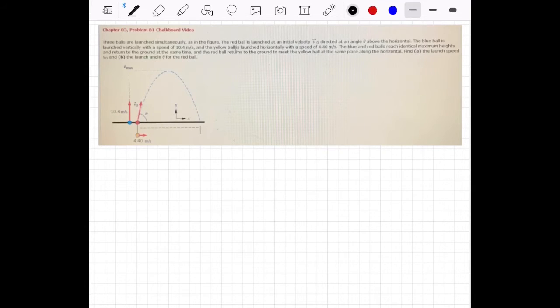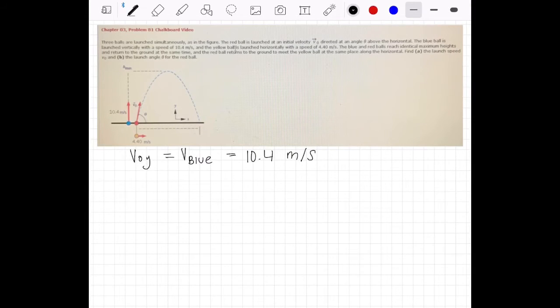Now, since the blue ball and the red ball reach identical maximum heights, we can acknowledge the fact that the vertical velocity of the blue ball is equal to that of the red ball. This means that they are both 10.4 meters per second. The same can be noted with the red and yellow ball. We were told that the red ball lands in the same place as the yellow ball, meaning their horizontal velocities are both equal to 4.40 meters per second.